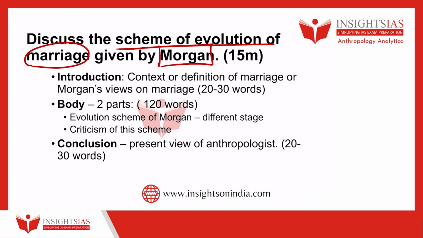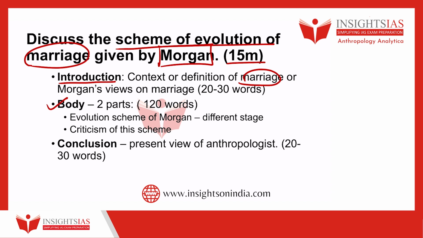In this context you need to explain a little bit about Morgan and his concept of classical evolutionist, and how he tries to explain the origin and evolution of society by giving the example of marriage, kinship, family, political organization, etc. For this particular topic, which is a 15 marker, you need to write an introduction, a little bit about Morgan and Morgan's view of marriage and the definition of marriage or the context of classical evolution.